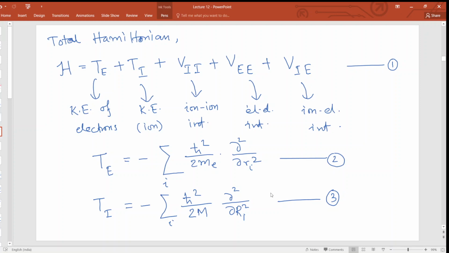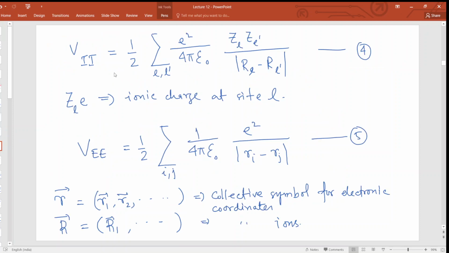Now I can write down the operator expressions of them. T_e, the kinetic energy of the electron, is equal to minus the sum over ħ² by 2m_e times the second derivative with respect to r_i squared, and then T_i will be minus ħ² by 2M times the second derivative with respect to R_i squared. Here this is capital R. And then the ionic interaction, which will be a repulsive interaction, so it has a positive sign: it is half times e² divided by 4π ε₀, sum over L and L prime, Z_L times Z_L' divided by the modulus of R_L minus R_L'.